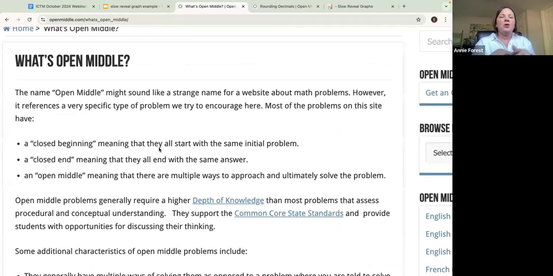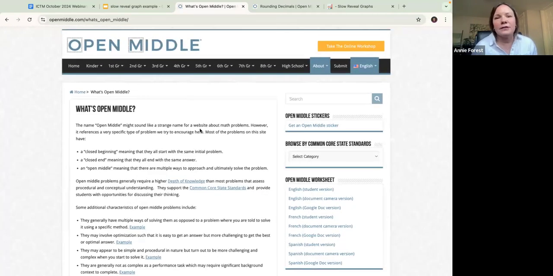So in Open Middle, again, we're talking about open problems, but these are specific in that the middle is open. A closed beginning would mean that they start with the same initial problem. A closed end means that they end with the same answer. So an open middle means that there's multiple ways to approach and ultimately solve the problem. So the middle of the problem is open. I'll show you a fifth grade example first.